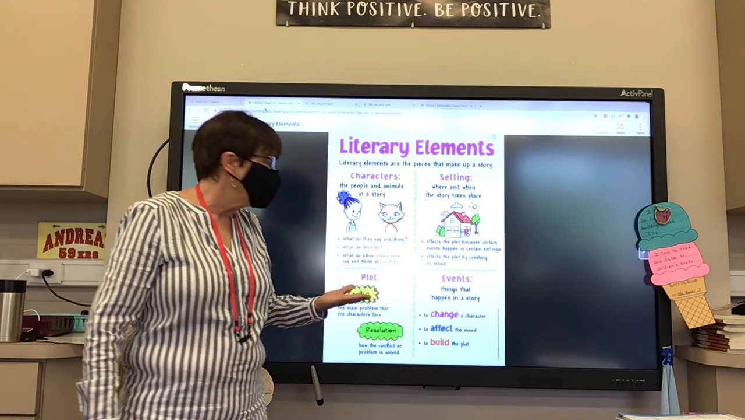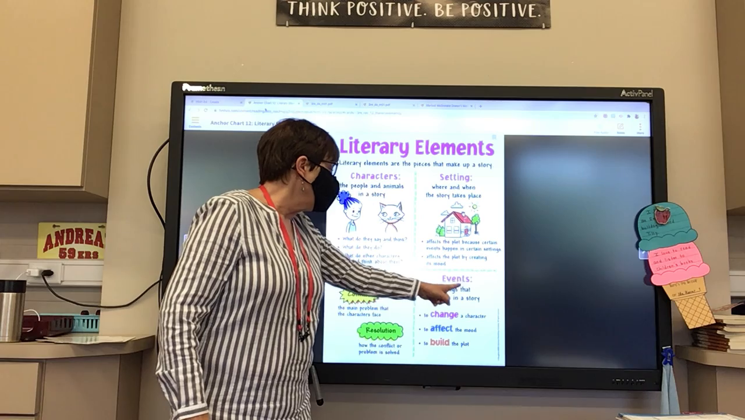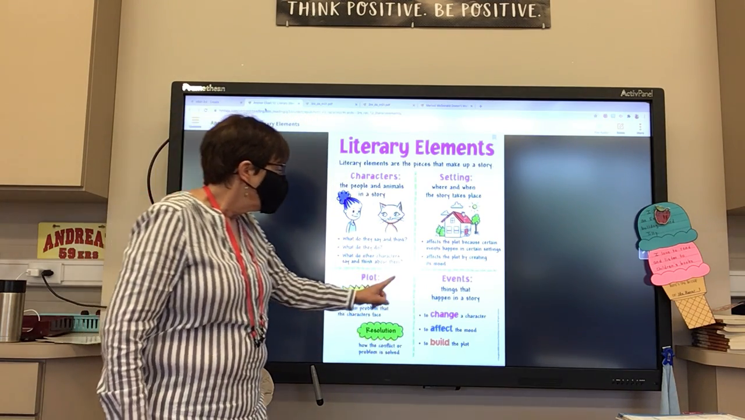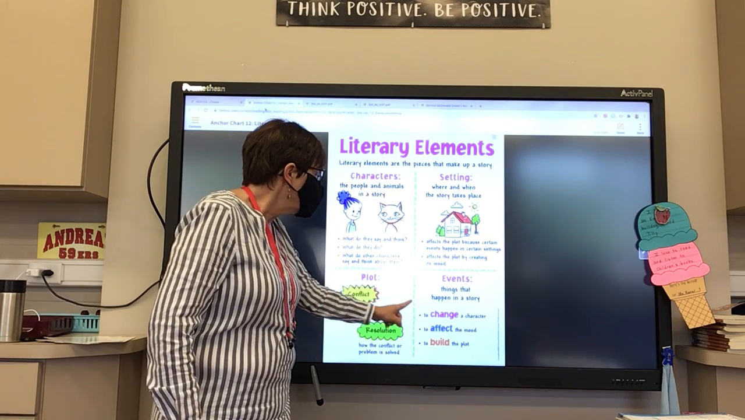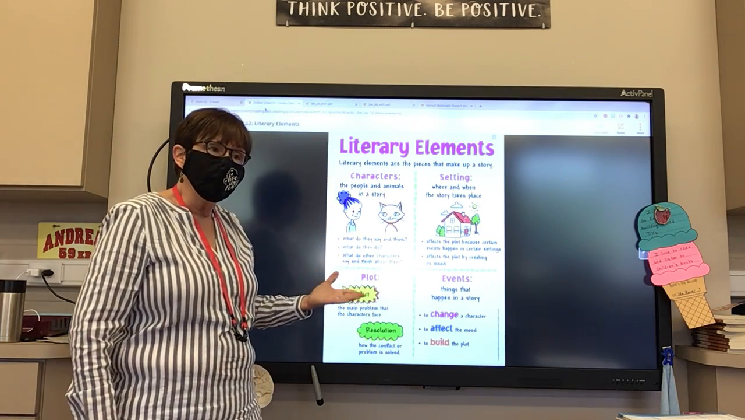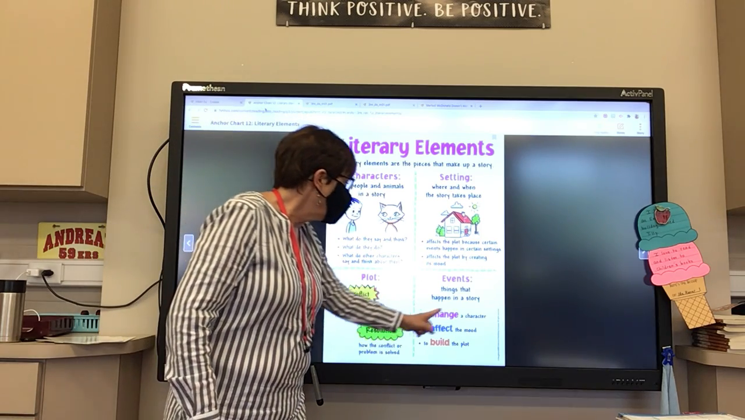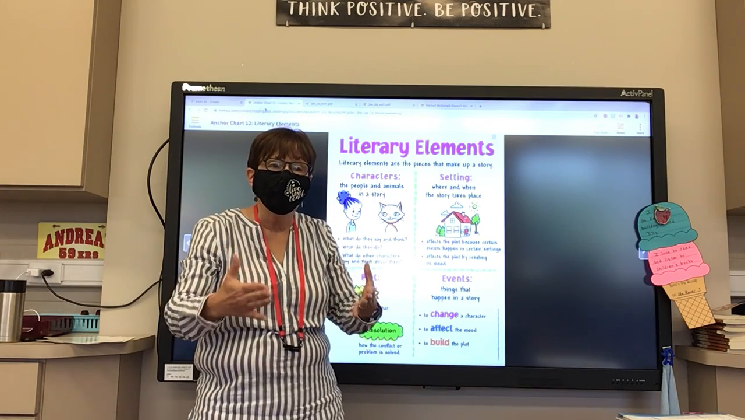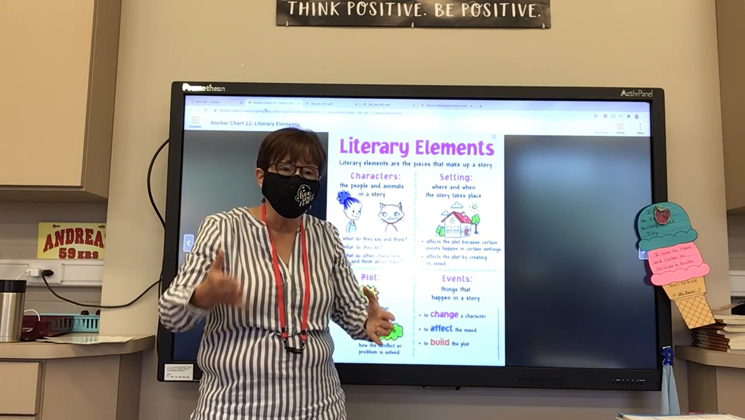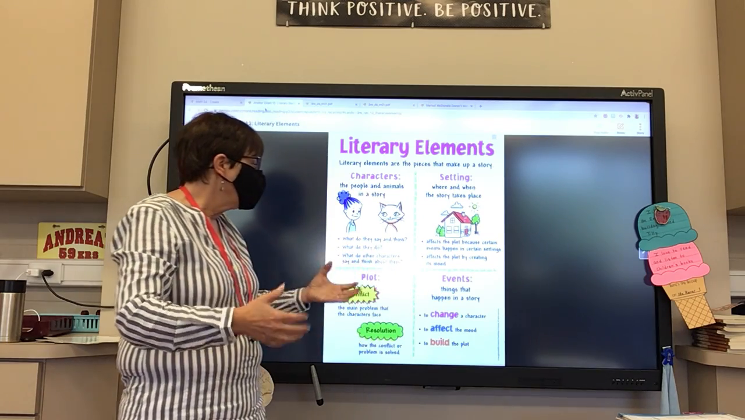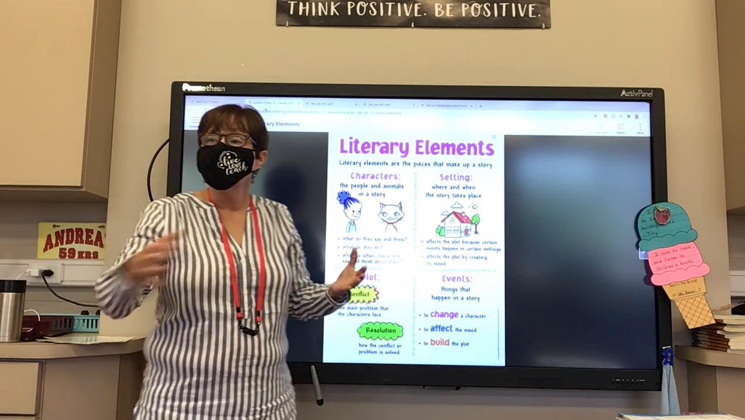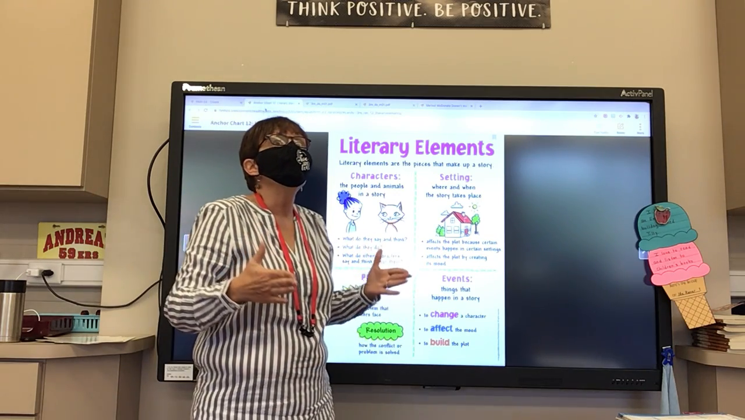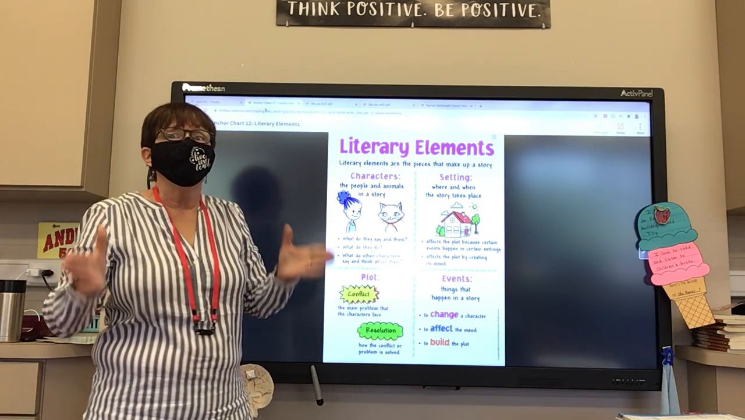Now we have the events in the story. The events are the things that happen in a story. And the events are what happen to change a character, because a character changes, to affect the mood, and to build the plot. So those events are what's happening in the story. These are the things that change the character. Characters change throughout the story. They change when they grow. They affect the mood of the story, and they build the plot.